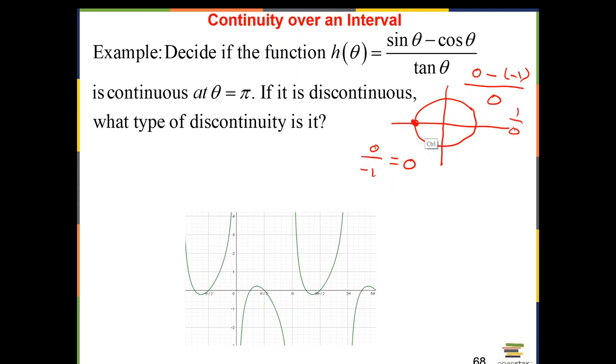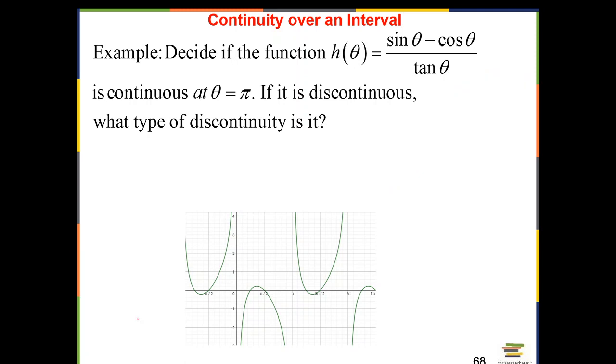So this is an infinite discontinuity. That means theta equals pi is actually a vertical asymptote, because this function goes to infinity. So it has an infinite discontinuity at pi.